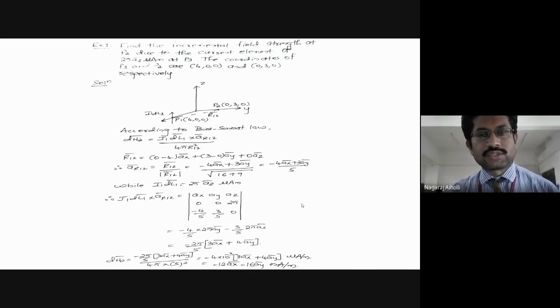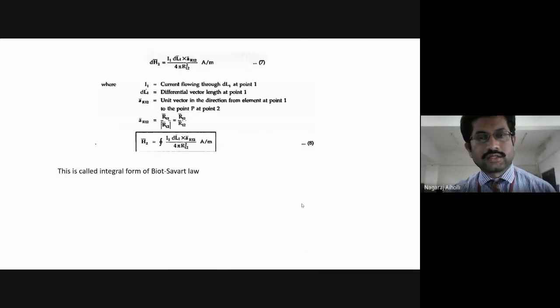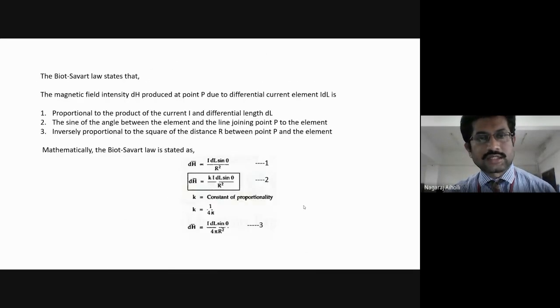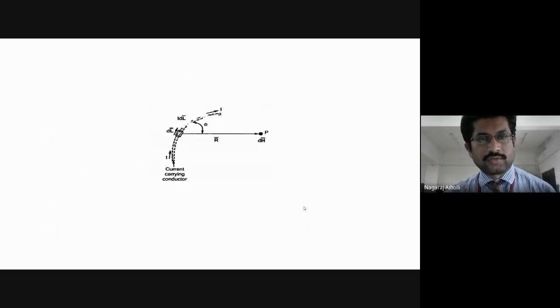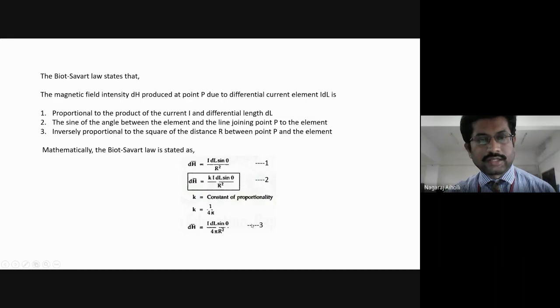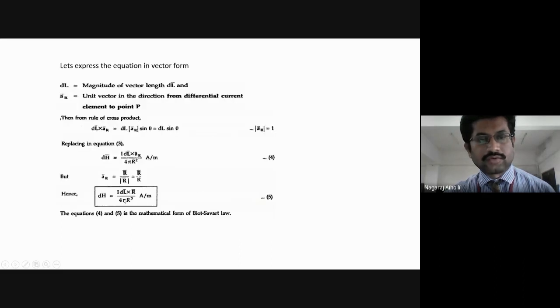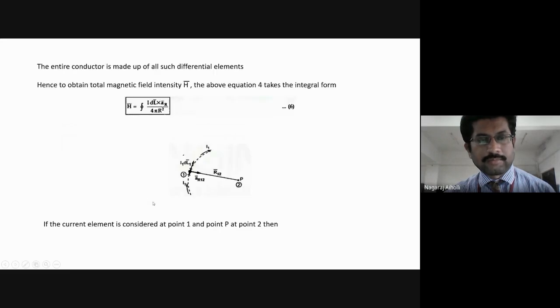Yes, sir. Okay. Note down this numerical, students, on the Biot-Savart law. We discussed the Biot-Savart law in the last class, right? Considering the definition of Biot-Savart law, and considering this figure, we arrived at the mathematical equation of the Biot-Savart law, that is dH is equal to I dL cross R divided by 4 pi R cube ampere per meter.